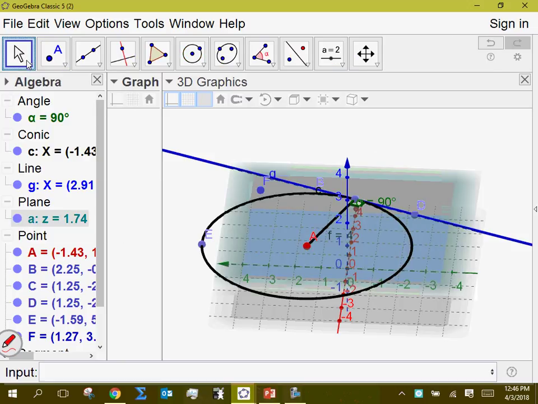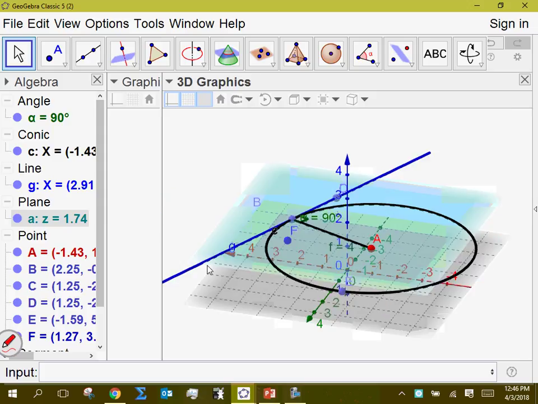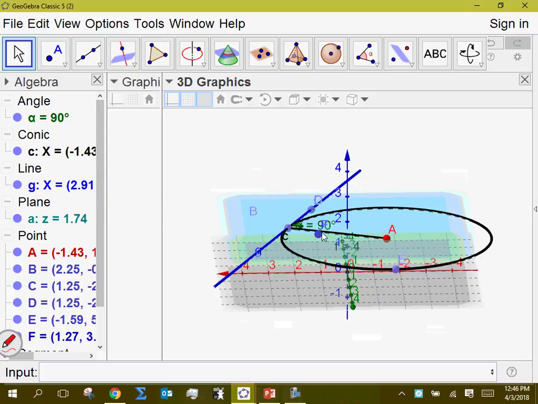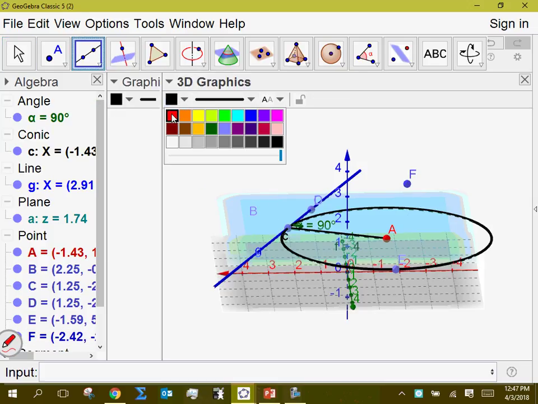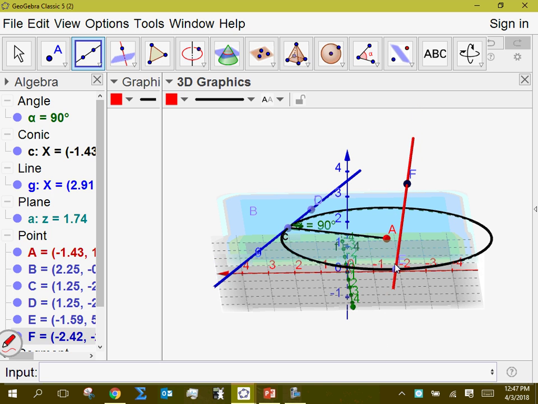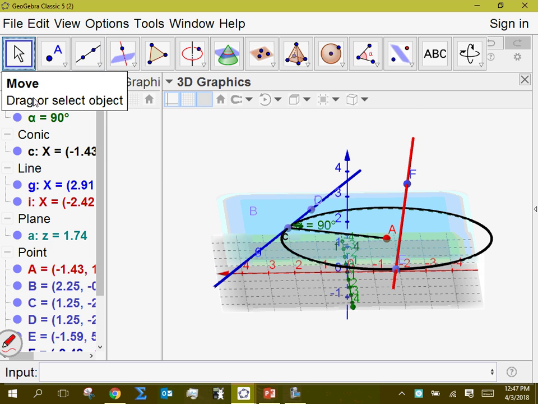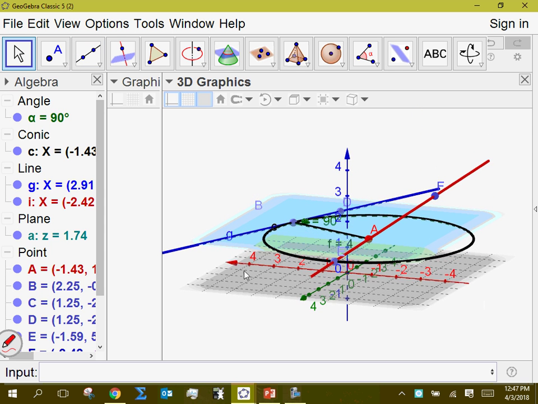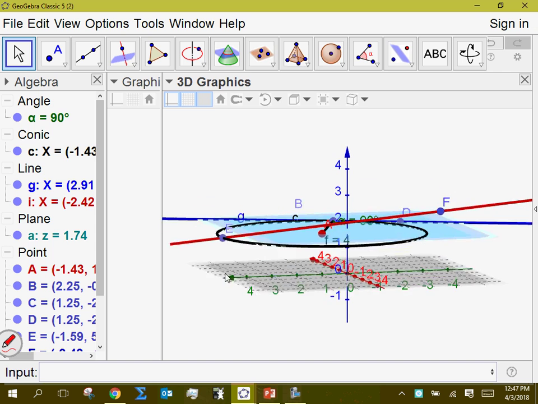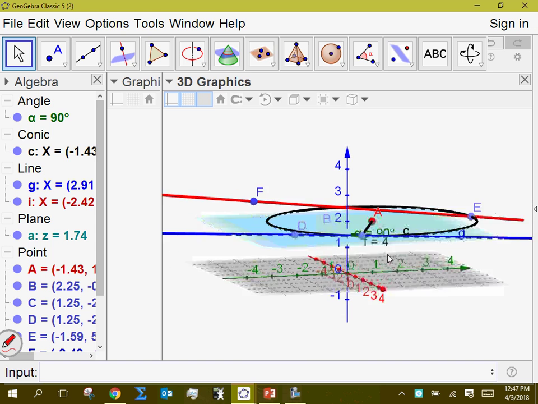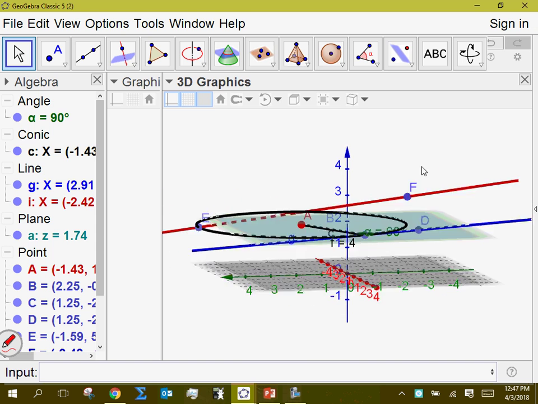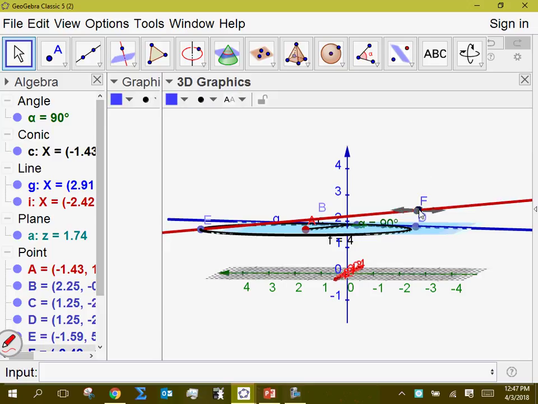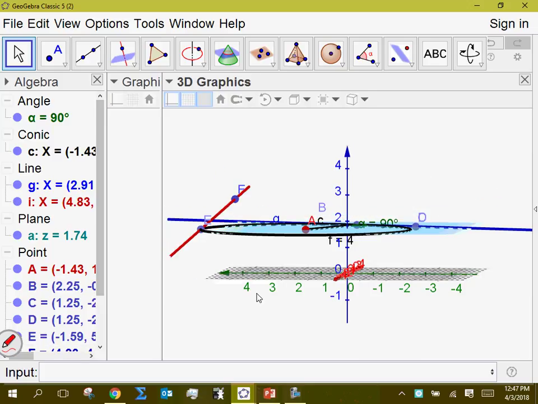All right, so we've got that plane. Would you guys agree that, I'm going to move F around a little bit, that the line there, that red line, intersects my circle at one spot there at E? Okay. And let's make it a little more dramatic.